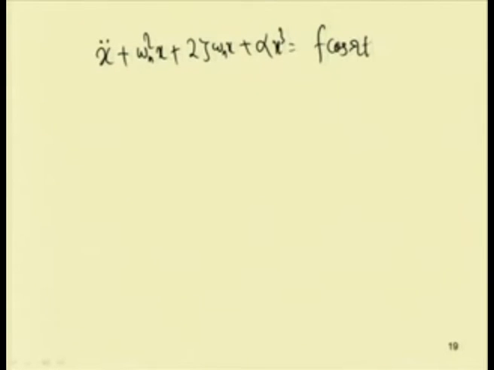For example, let us write this equation in this form: x double dot plus omega n square x plus 2 zeta omega n x plus alpha x cube equal to f cos omega t. In this case, first we have to order this equation. After knowing the coefficient of each term, one can easily order this equation. After ordering, it is written in this form: omega n square x plus 2 epsilon zeta omega n x plus epsilon alpha.